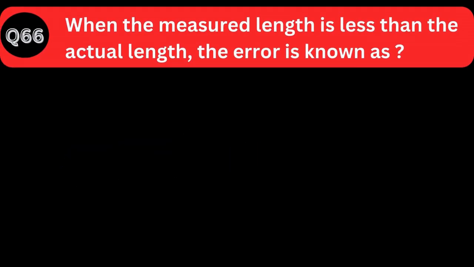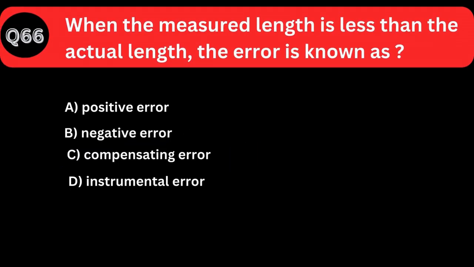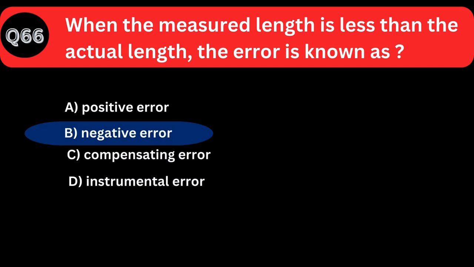When the measured length is less than the actual length, the error is known as. Options: A. Positive error, B. Negative error, C. Compensating error, D. Instrumental error. Answer: B. Negative error.